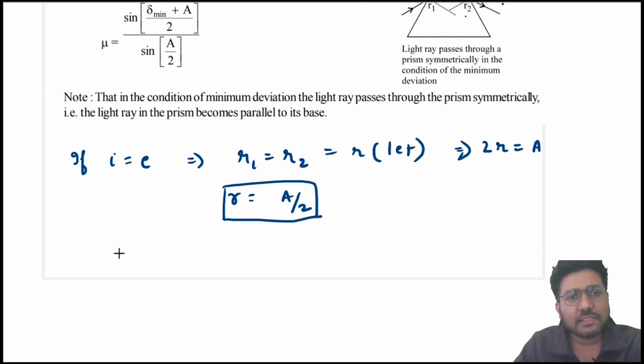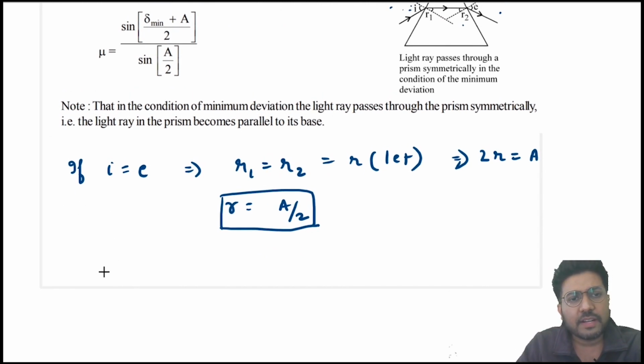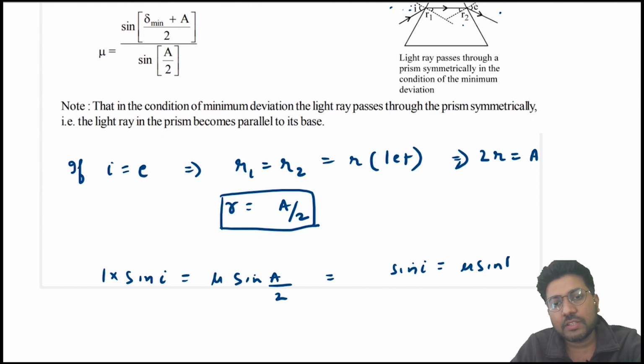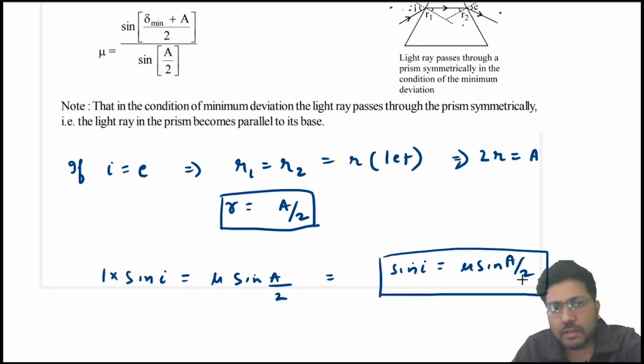Now I will apply Snell's law in any one surface, because both surfaces are symmetrical in this case. So I will write 1 into sin I is equal to mu into sin R1, but R1 is again A by 2 because that is also equal to R2. So from this I will get sin I is equal to mu sin A by 2. This is a very, very important relation in the condition of minimum deviation.